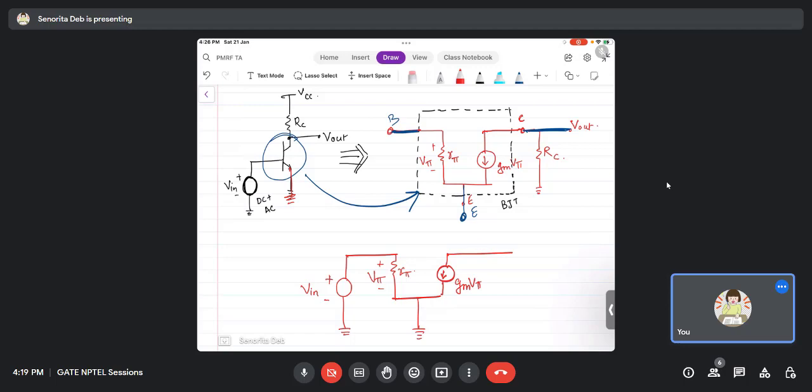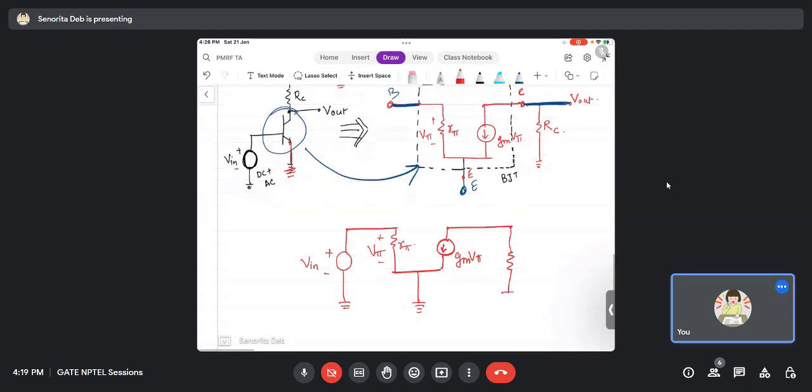And this one is the collector terminal, which is connected to RC. When you make a small signal model, this is also called the AC analysis, and whenever you do AC analysis, all the DC sources are shorted. So this one is shorted to 0 volts. Now, this V in was DC plus AC. Even if the DC is shorted, that is 0 volt, the AC remains. That's why V in is there.